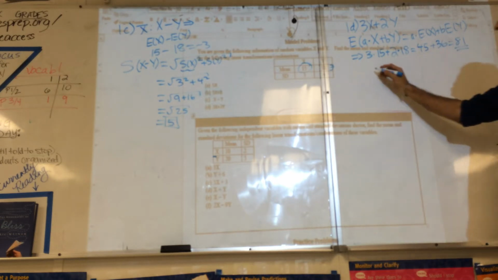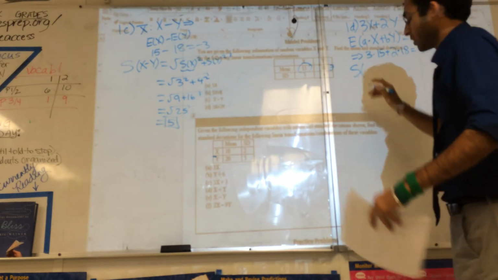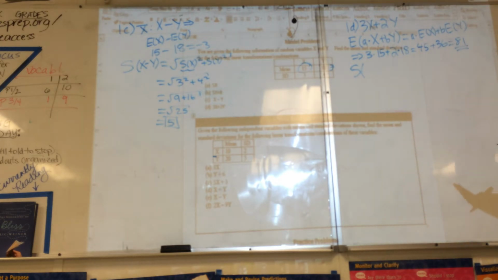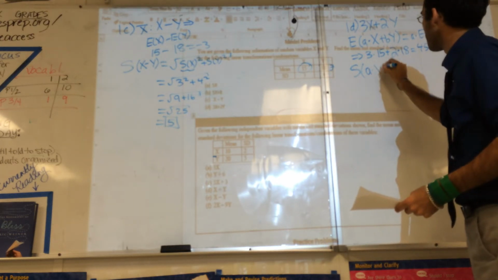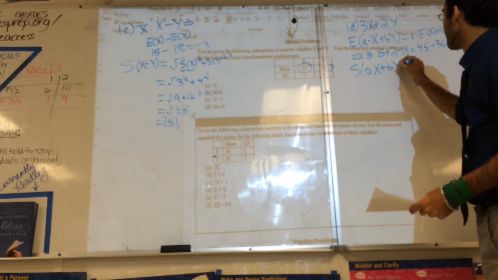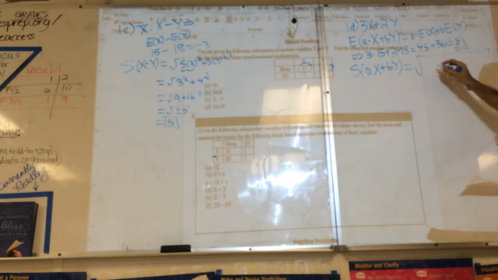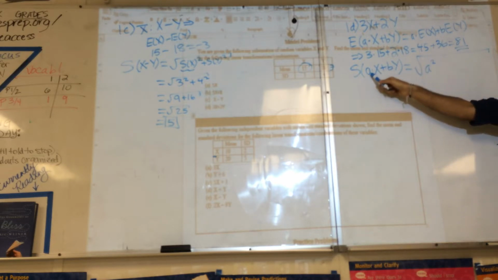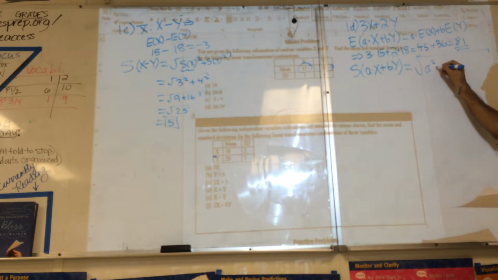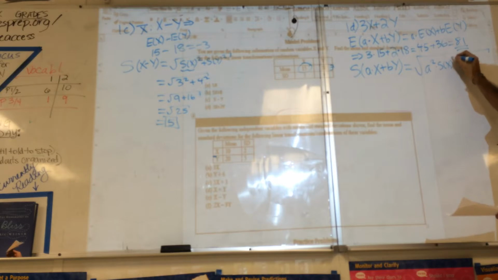All right, and the last one is standard deviation, and this is just to the right. It says standard deviation of a times x plus b times y equals what? Well, it's the square root of a squared, so you square this first number, times standard deviation of x squared, plus b squared times the standard deviation of y squared.